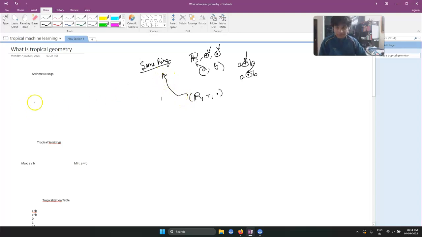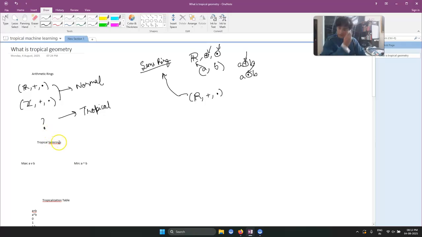Most of the time, the rings we're interested in are real numbers over addition and scalar multiplication, and the next one is probably integers over addition and scalar multiplication. These are our general types of rings. So this is what counts as normal. Now we're going to find out what it means for something to be tropical.